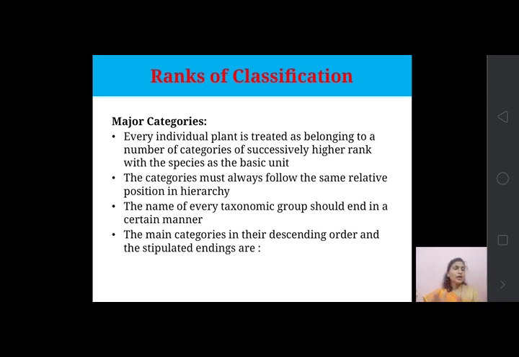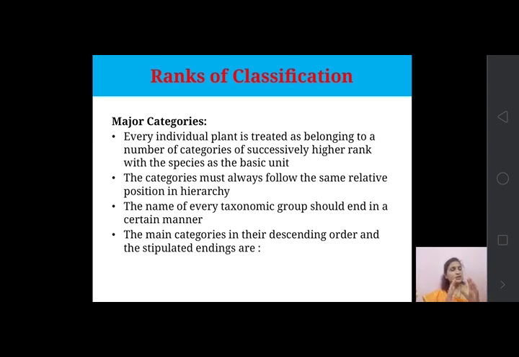For example, in case of family, the ending -aceae is the end of any family name. For example, Malvaceae ends with -aceae. Every category or taxonomic group has its specific suffix. For example, division ends with -phyta. Order ends with -ales, like that.